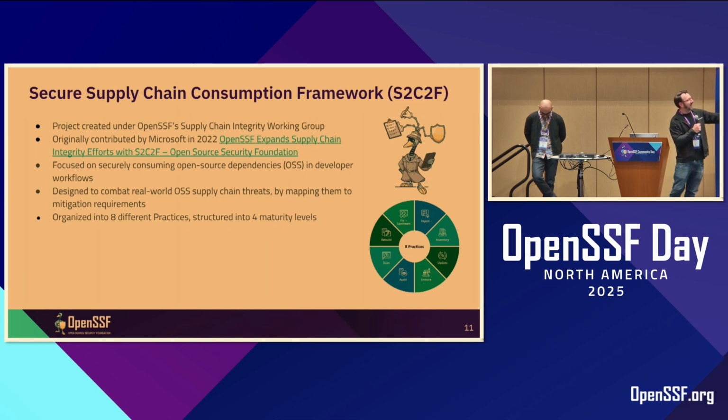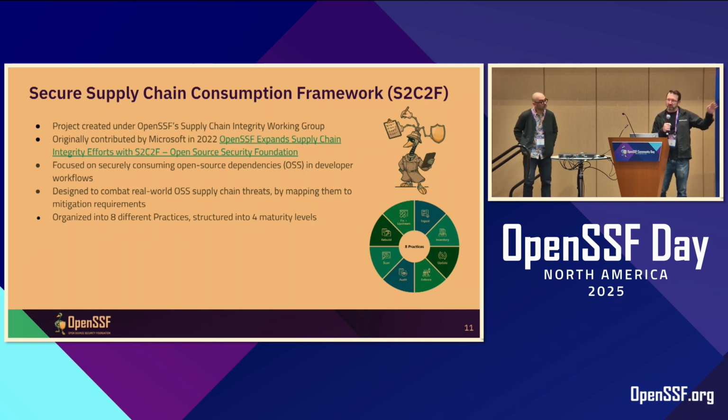The S2C2F was organized into 8 different practices. That's that wheel over there. And within each practice is a set of requirements on things that you could do better within each of those practice areas. And then we organized all of those requirements into 4 maturity levels. So I'm just giving you some background about the S2C2F.